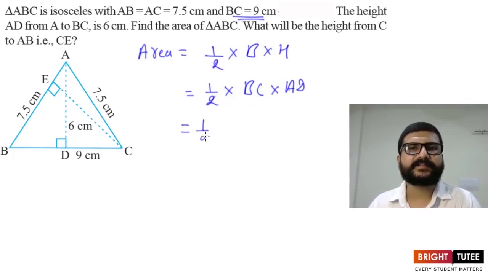So let's put the values here. So this will be half into BC is 9 into 6, which is AD. Now let's simplify this. 2 ones are 2, 2 threes are 6. Now 9 into 3 will be 27. So therefore area of the triangle is equal to 27 square centimeters.